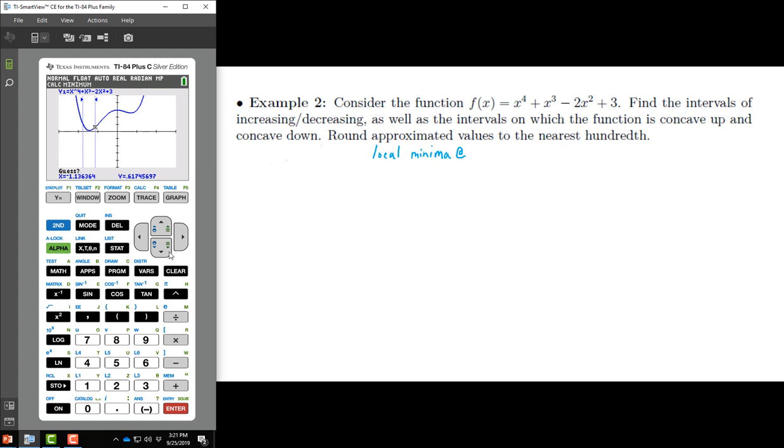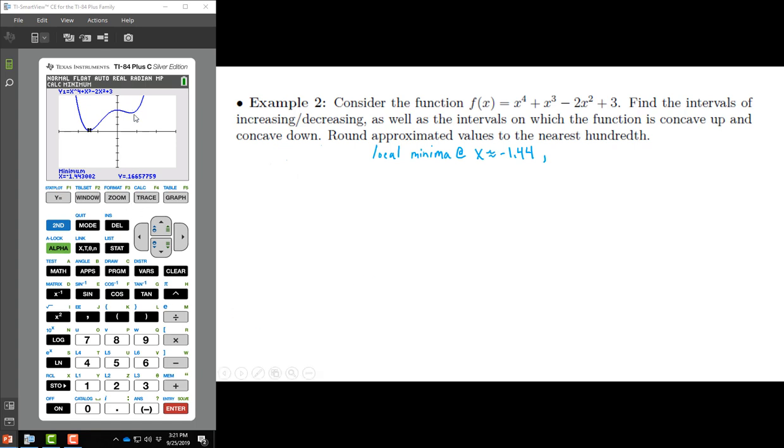And then it asks you for a guess. That just means get in the neighborhood of your minimum, but it doesn't have to be perfect, and hit enter. And so what I get there is -1.44. So x is approximately -1.44. We're rounding to the nearest hundredth here because these values are not necessarily nice values, so we're just approximating.